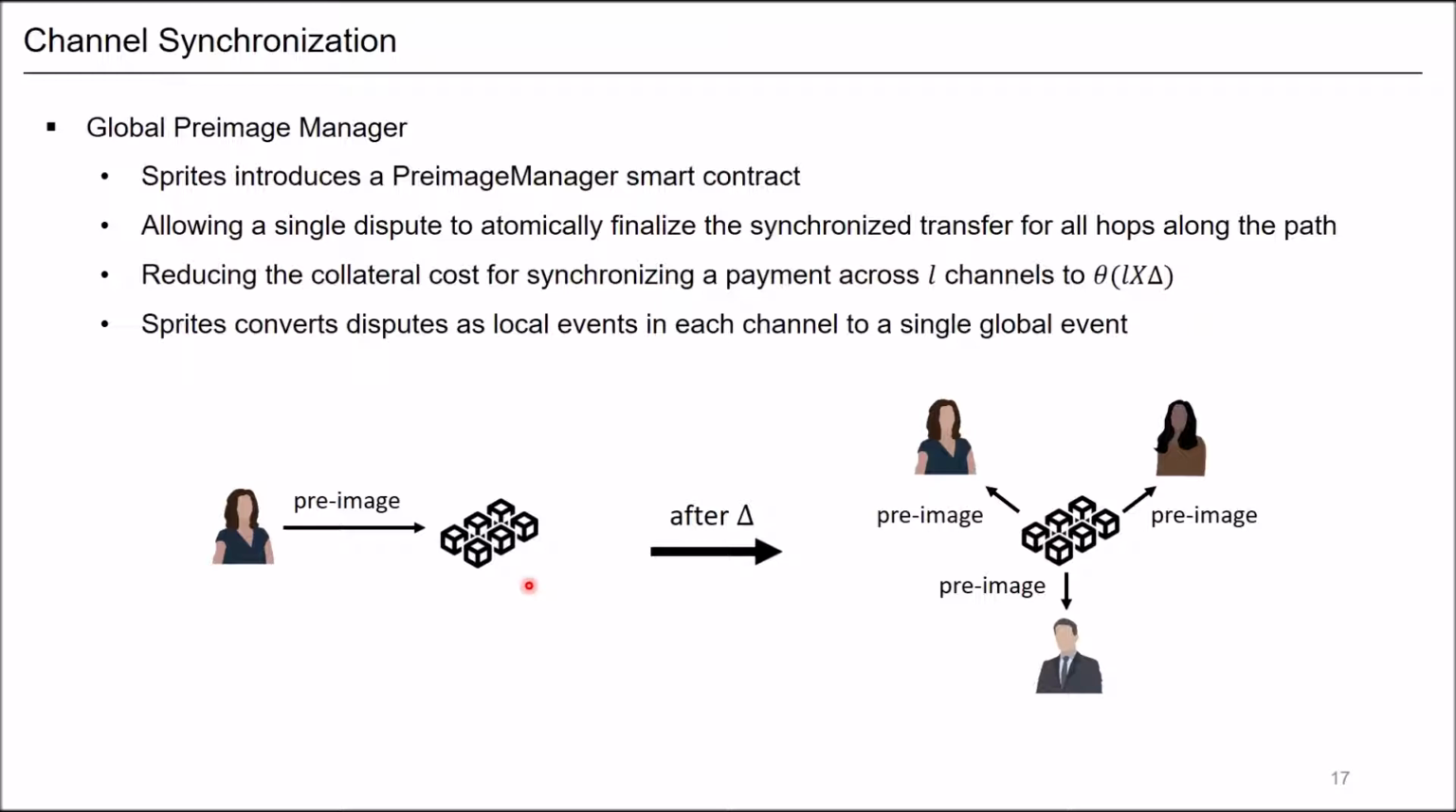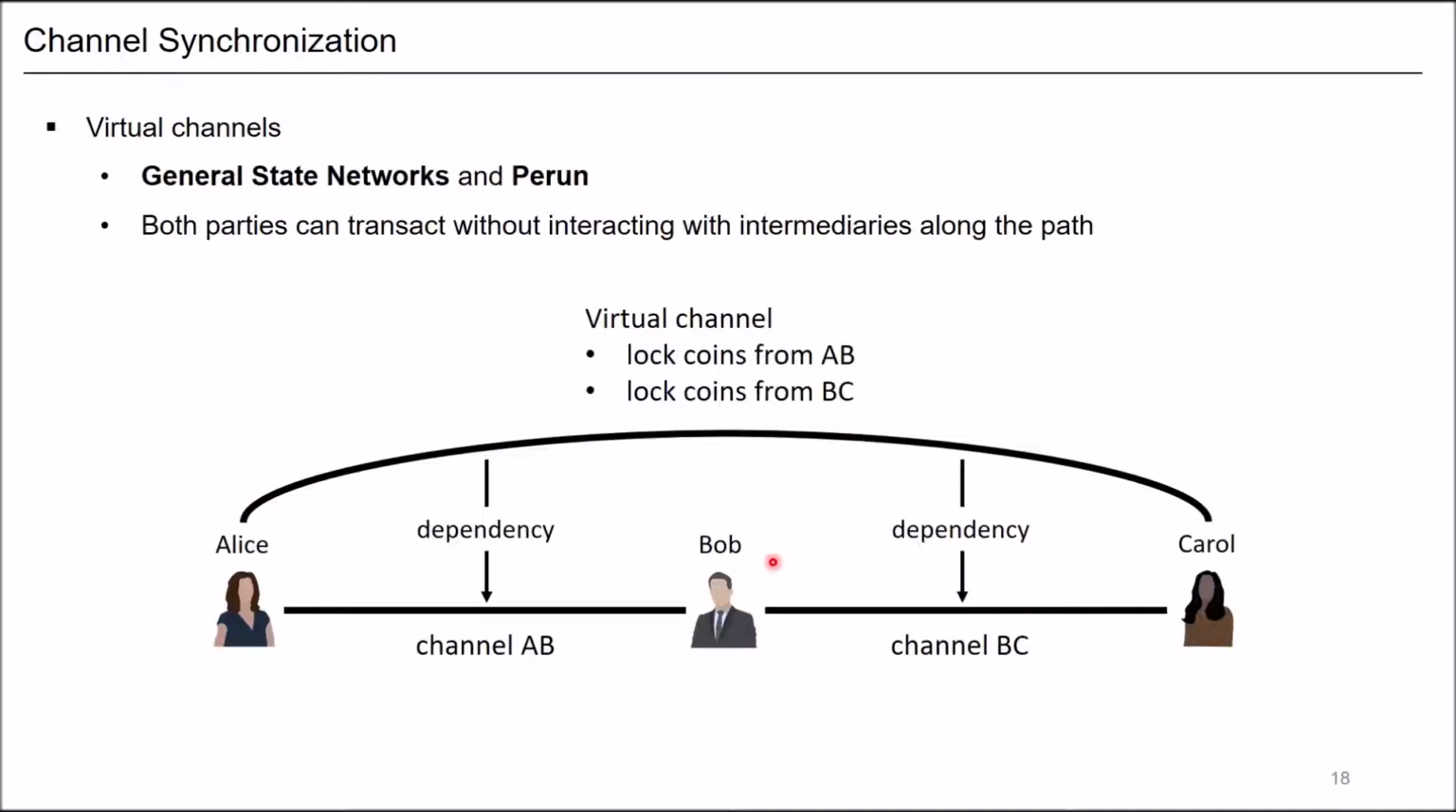The smart contract accepts the preimage of a hash and stores it alongside a timestamp. All parties along the path introduce a new conditional transfer that asserts the transfer is only considered complete if the preimage X of hash H was published in the preimage manager before time T. Path intermediaries in the channel synchronization are required to remain online and explicitly confirm all mediated transactions.